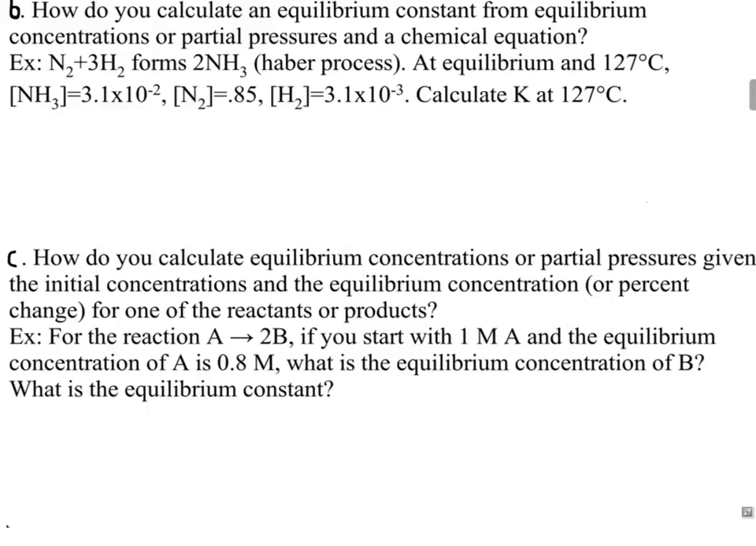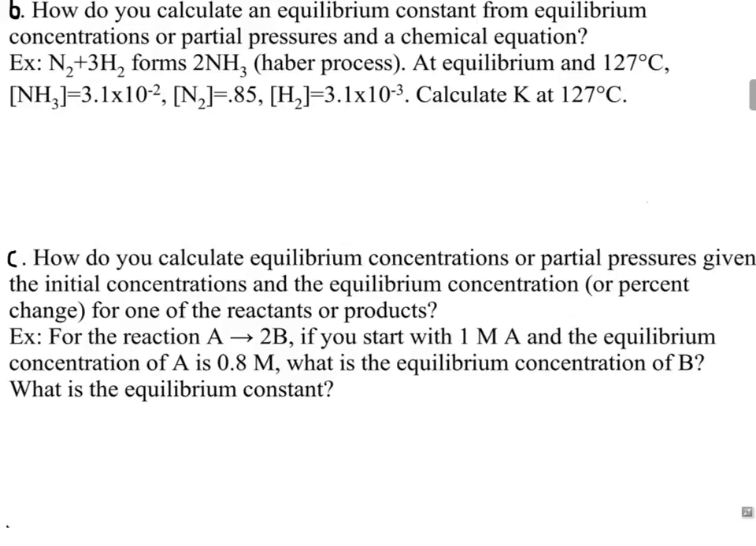First of all, how do you calculate equilibrium constants? The example says we have nitrogen reacting with hydrogen and making ammonia. At equilibrium, it gives us some concentrations, and it says calculate K. The temperature is irrelevant. The reason problems usually say that is just to show you that it is at equilibrium. So what we're going to do is just set up the equation.